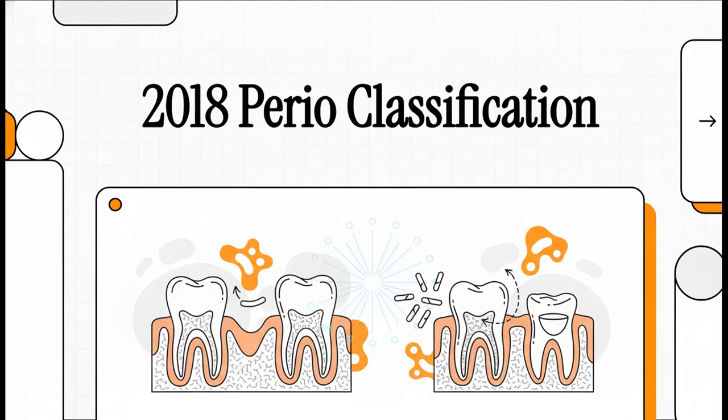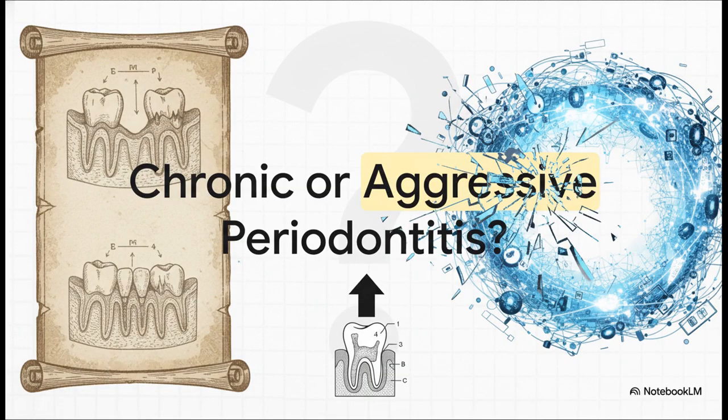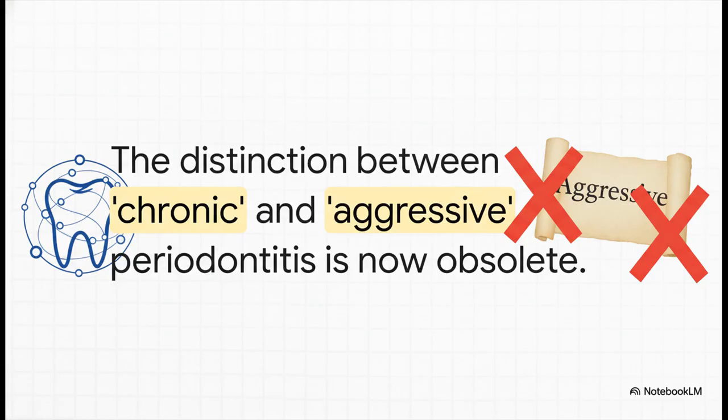every single day. So for years, for our entire careers pretty much, we've all lived with these two terms, right? Chronic and aggressive periodontitis. They were the foundation of how we talked about the disease. But as you probably know by now, the ground has completely shifted. Yep, you heard that right. It's obsolete. The 2017 World Workshop basically threw out that old chronic versus aggressive model.